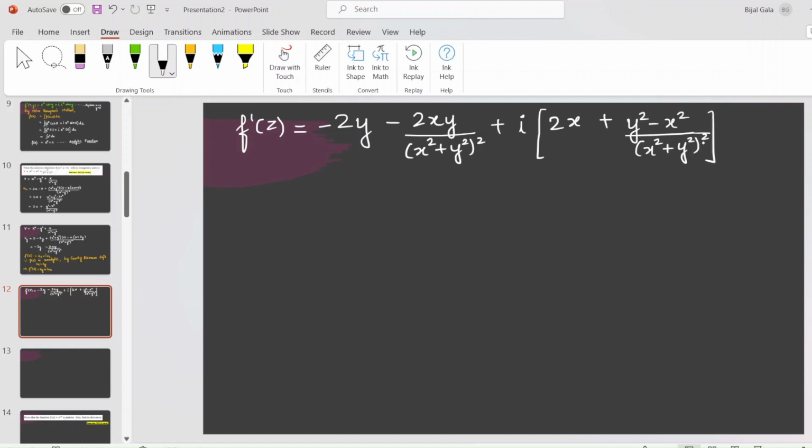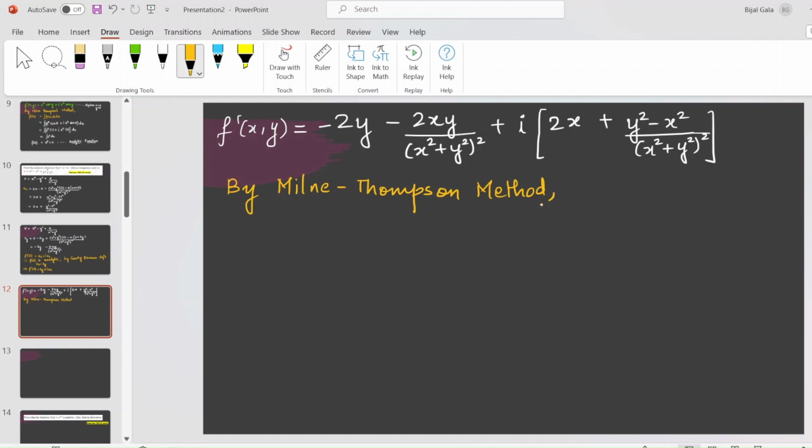Now again, we have found only the derivative of f, not f itself. So to find f, we will again apply Milne-Thomson method. And before that, I may write this as f dash of x comma y. So while applying Milne-Thomson method, as we did in the previous question also, you will replace x by z and y by 0. So you will have f of z is integral f dash of z comma 0 dz.